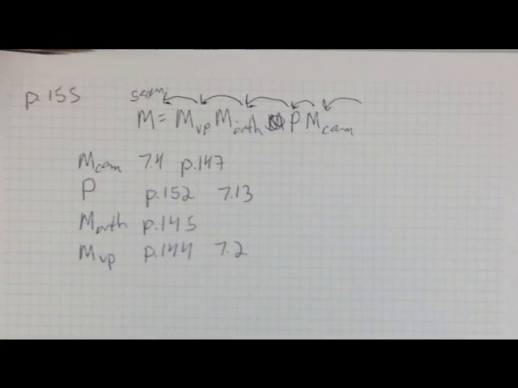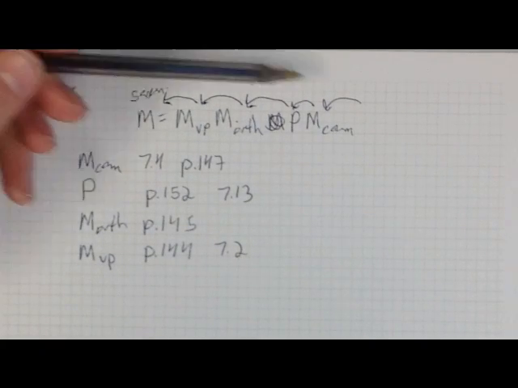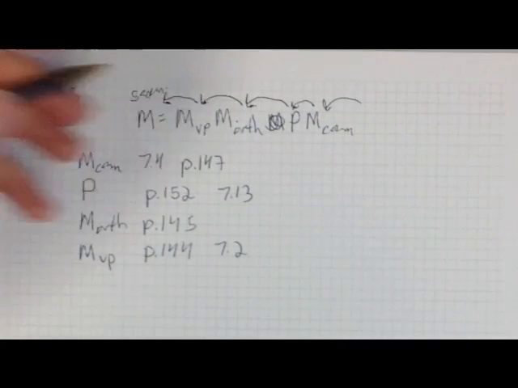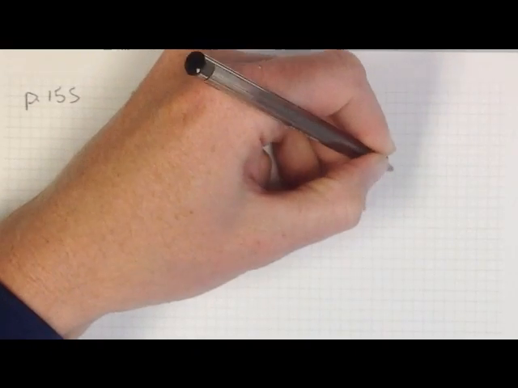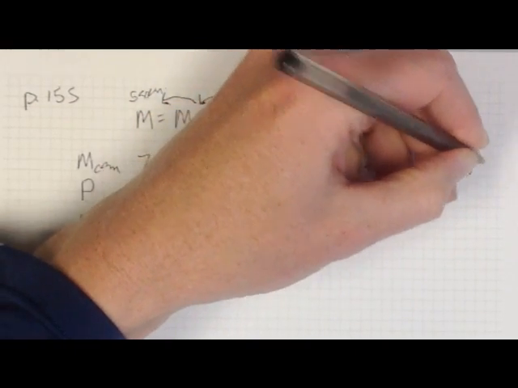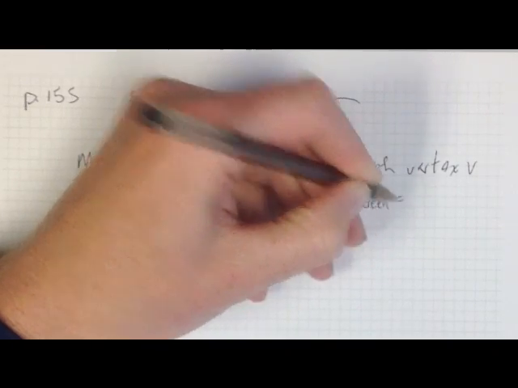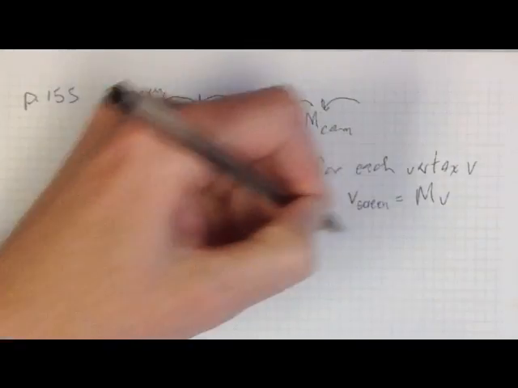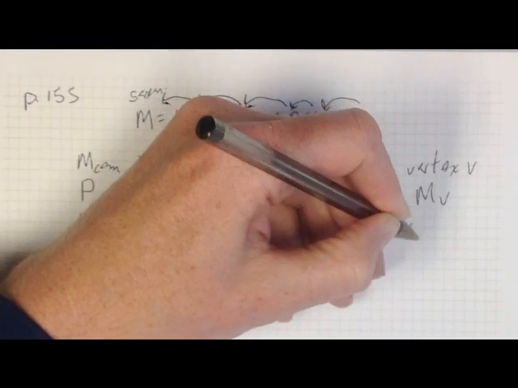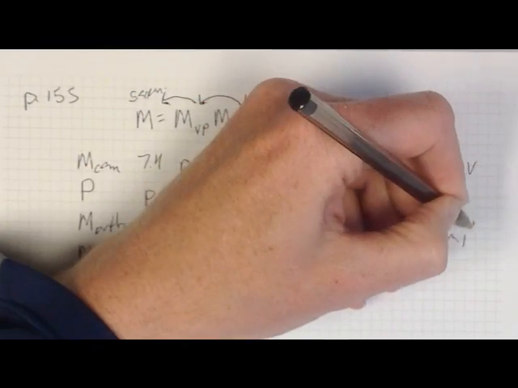So the code for this project is actually quite simple. Once you've got your matrices constructed, you construct this set of matrices, multiply them together, and then you simply say for each vertex V, V on the screen is equal to M times V, and then you simply set V on the screen to be some color.